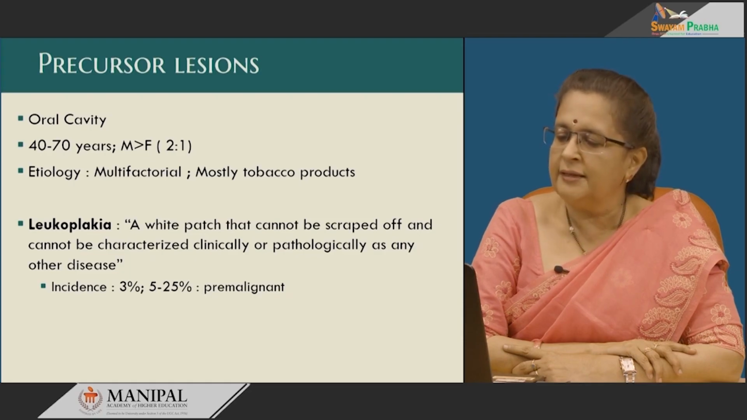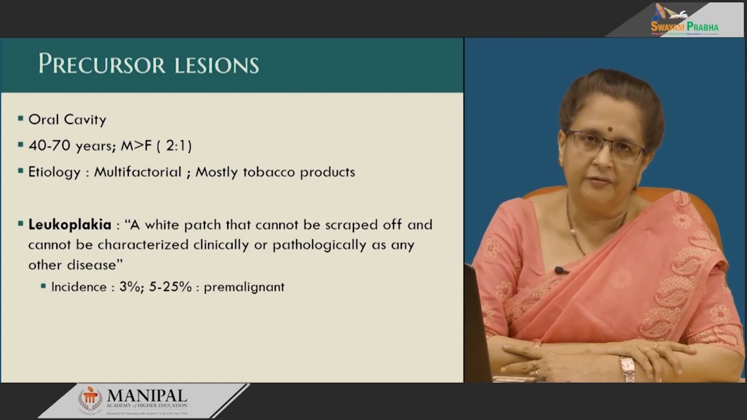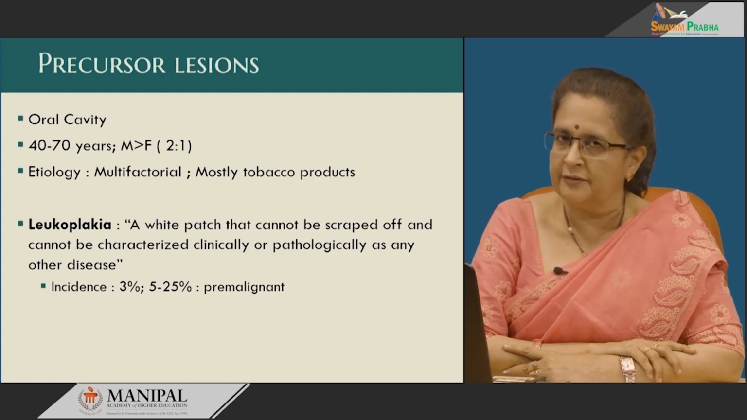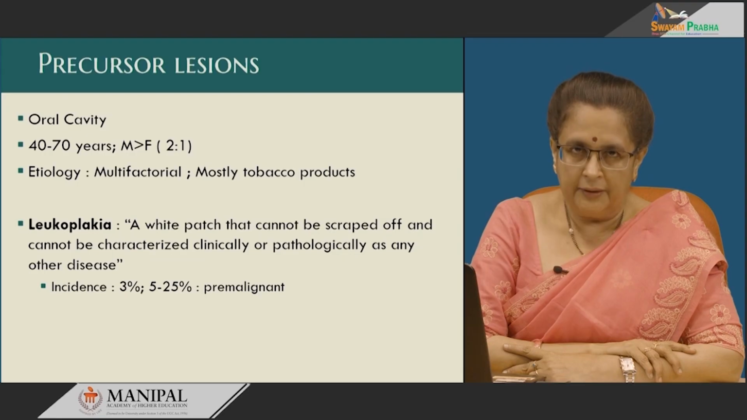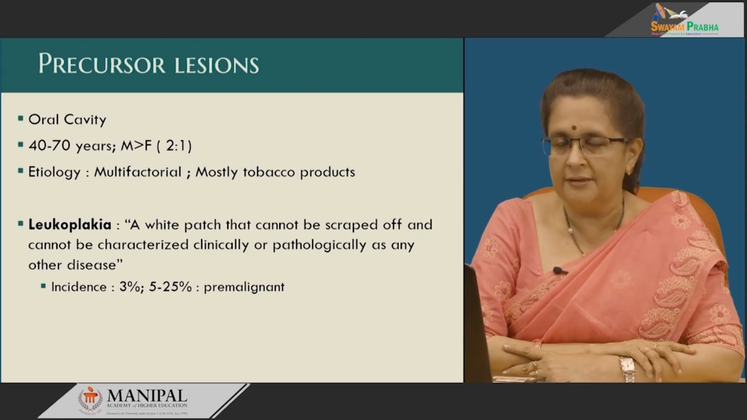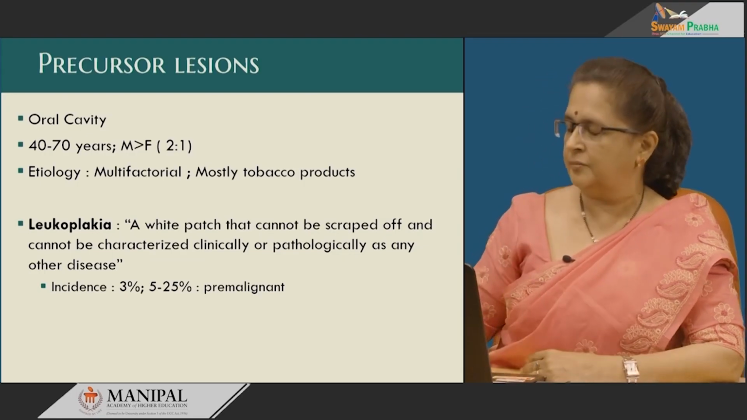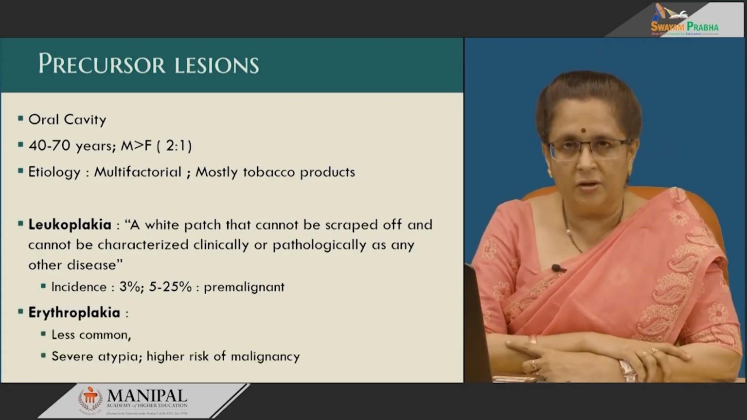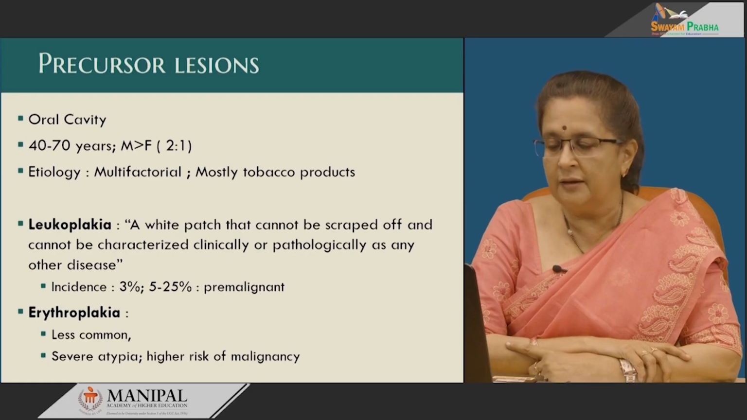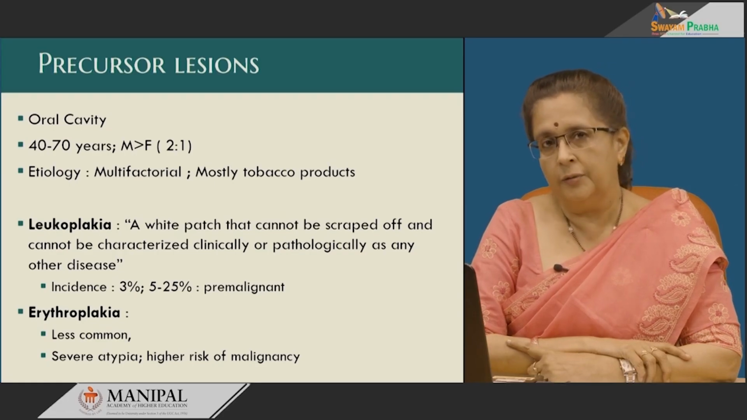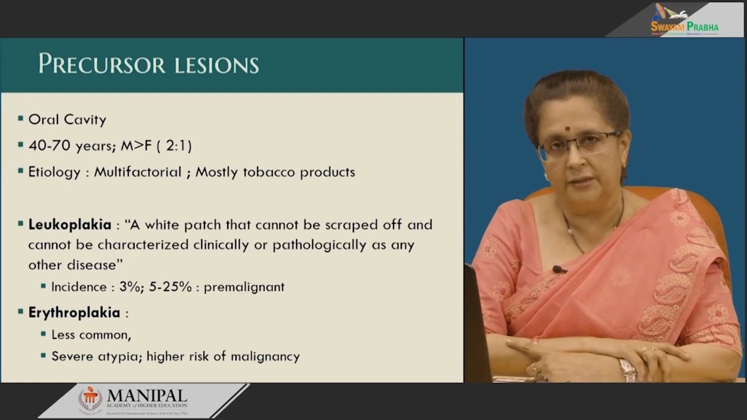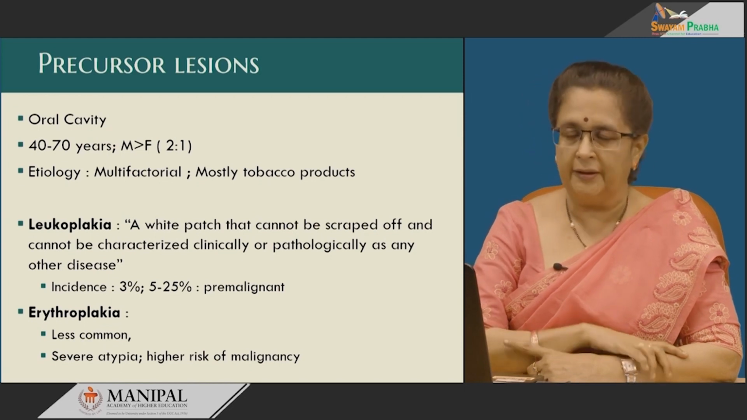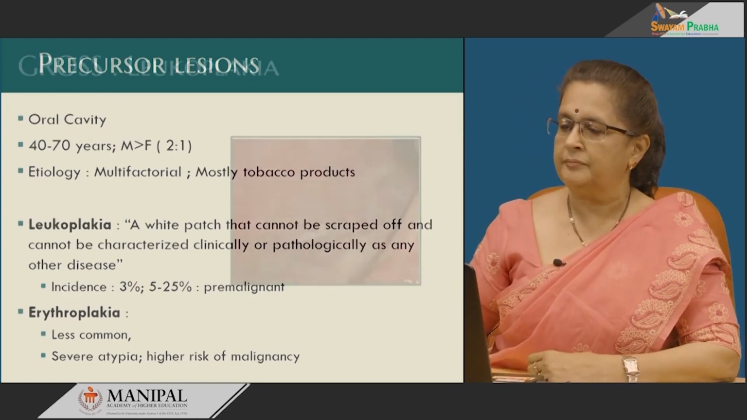Its incidence is 3% and 5 to 25% of them are pre-malignant. So, the remaining up to 75% may not be malignant at all, in the sense it may not give rise to squamous cell carcinoma. The other one is erythroplakia, though it is less common. This is associated with a higher degree of progression to malignancy, and therefore, it is more important, and more atypia is seen in these cases.